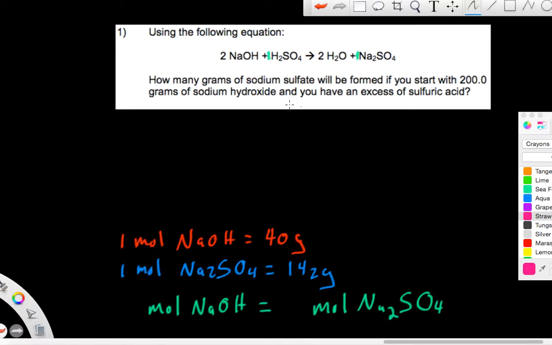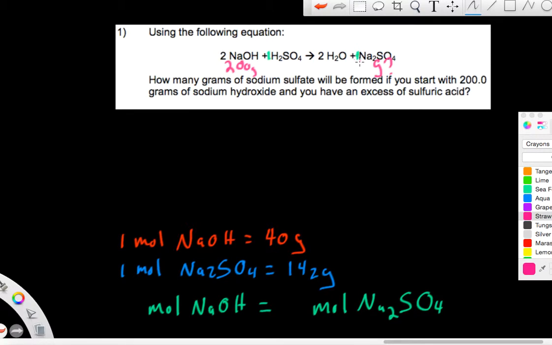It's saying how many grams of sodium sulfate. So I'm looking for grams here, and I don't know that. It will be formed if you start with 200 grams of sodium hydroxide and you have an excess amount of sulfuric acid. So I have 200 grams of sodium hydroxide, and I have an excess amount of this. And this is important because if I didn't have an excess amount of this, and say this ran out before all of this 200 grams reacted, I wouldn't get the full amount of Na2SO4.